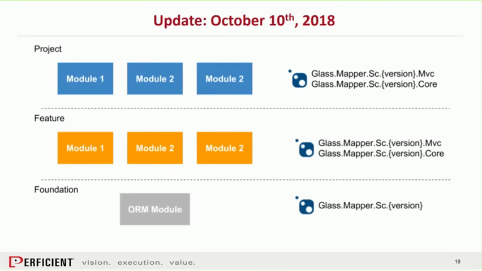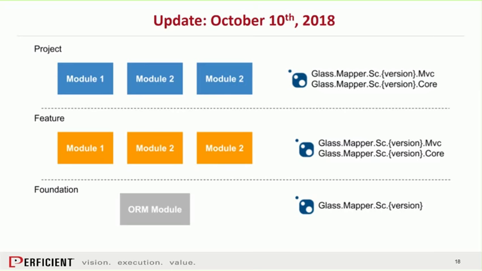Now we'd like to introduce to you the newest feature brought in GlassMapper version 5.1 on October 10th. As mentioned in the beginning of the presentation, if you are working with a Helix solution, GlassMapper.sc should be only installed in the foundation layer, in an ORM module in your foundation layer. What that means is those two generated files that you get when installing the NuGet package should live in the App Store folder in this ORM module only.